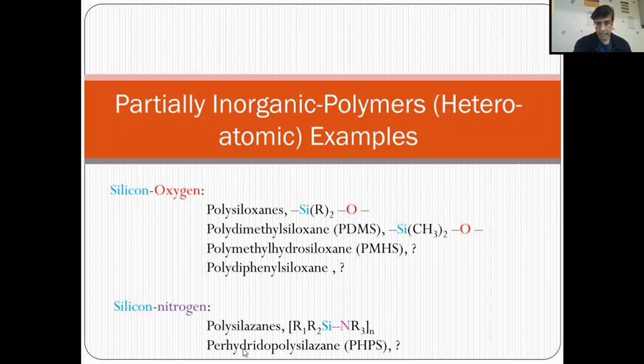Now when we say perhydridopolysilazane, when we say this one, it means that all the R are actually hydrogen. So one hydrogen here, one hydrogen here, and one hydrogen here, then the structure will be made. So you should know how to write it. I leave this structure for you to prepare yourself, how to write the structure.